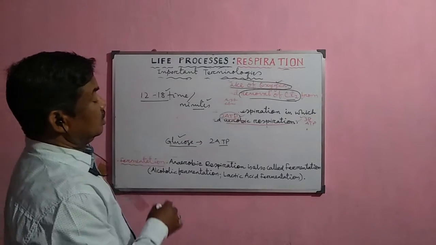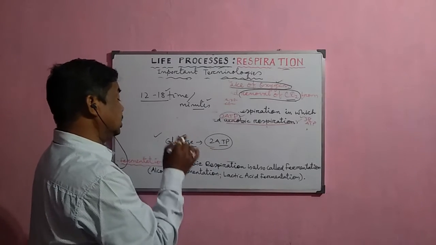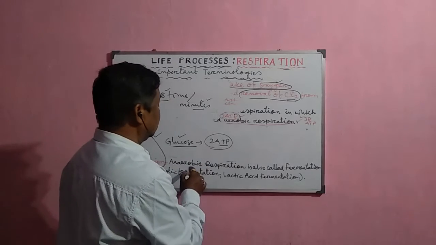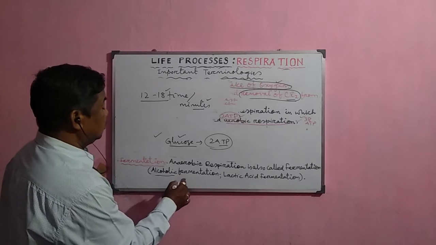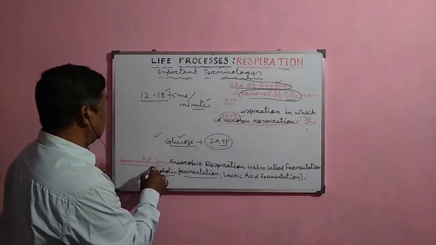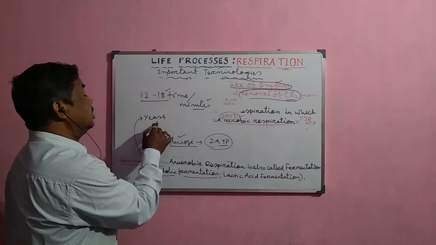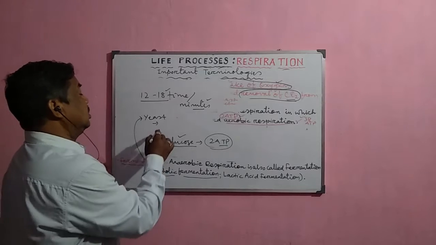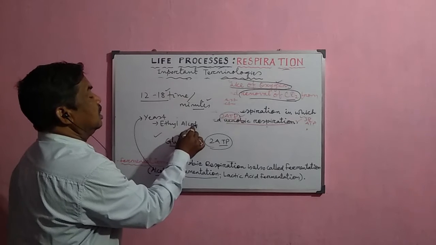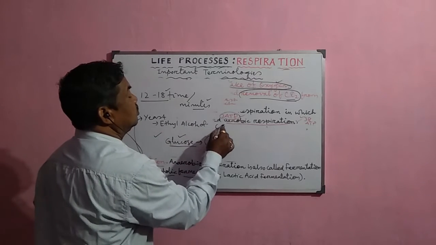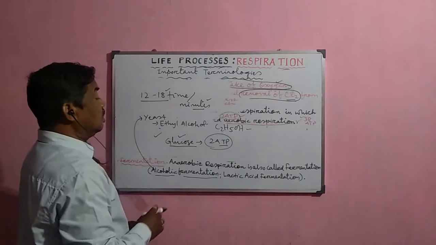So this process of releasing a very small amount of energy without utilizing oxygen is also called fermentation. And this fermentation occurs in 2 types. First one, that is the alcoholic fermentation. This alcoholic fermentation occurs in yeast, and the end product is ethyl alcohol. Ethyl alcohol, which is C2H5OH, is the end product.